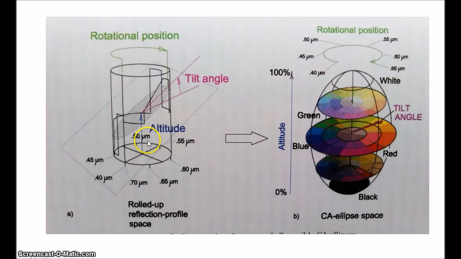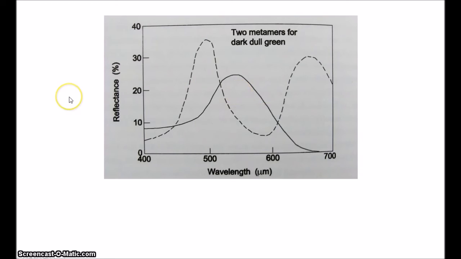So this is all represented in this image, which is fairly complicated, I suppose, but you can see that we have the altitude, that's the centre point. The tilt angle is how much it's tilted, and the rotational position is the position of the highest point of the ellipse on the cylinder. And we can associate these three features with features of colour space. Hope that's fairly clear.